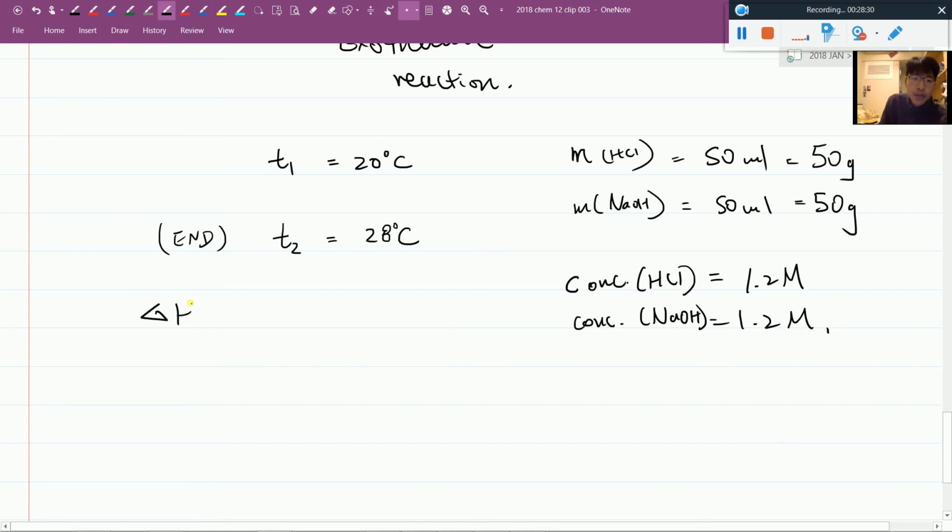So make sure that you know what your purpose is. Your purpose is to find out the delta H of the neutralization, or the delta H of the proton transfer reaction. Yes?